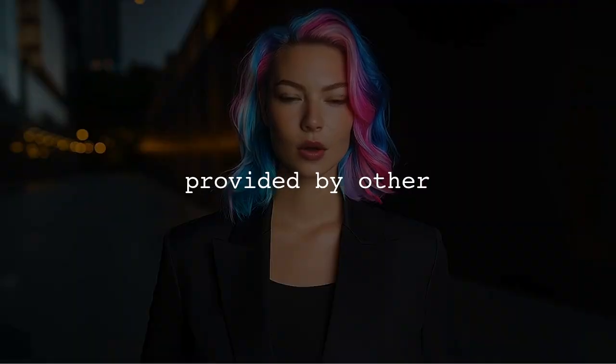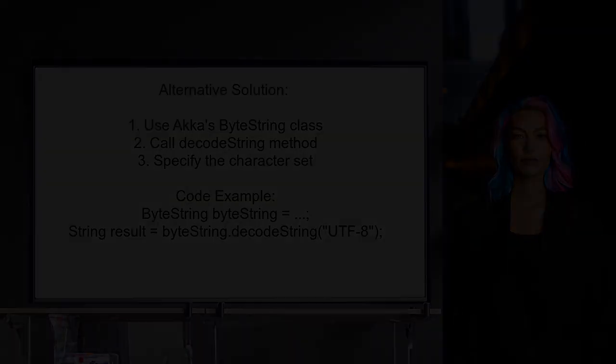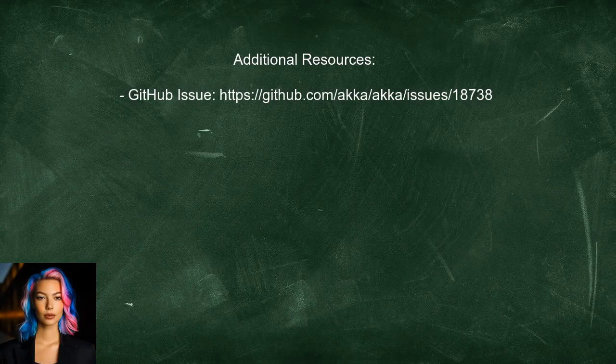Now let's look at the answers provided by other users. An alternative solution comes from a user who suggests using the Akka library's ByteString class. They recommend the decodeString method, which allows you to convert the ByteString to a string using a specified character set. For more details, the user also points to a GitHub issue related to this topic, which may provide additional insights.